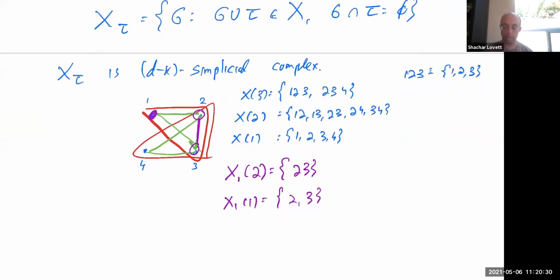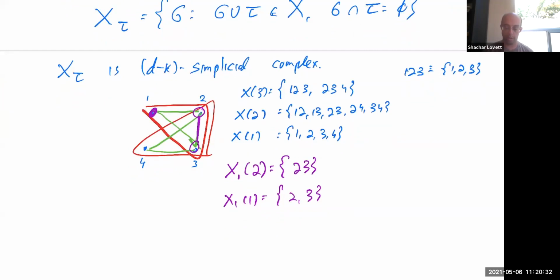Now we can also look at the links of larger faces. For example, if I want to look at the link of the face 1, 2, well, you see 1, 2 is this face here. It only sees one node here. So it's going to be a one-dimensional complex, and it's going to be just this one node, 3. Okay, so this is how we define links.